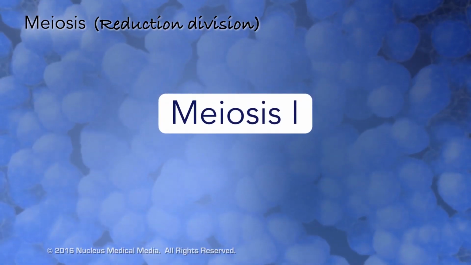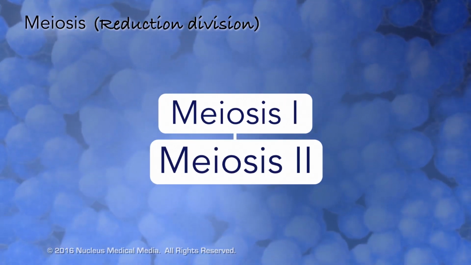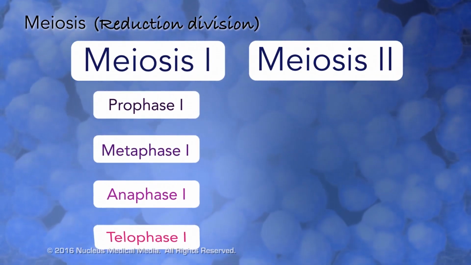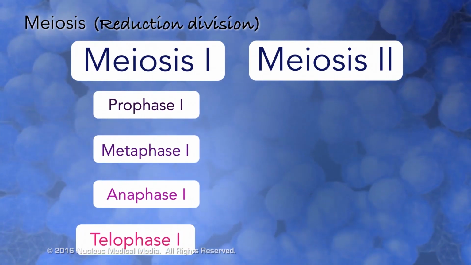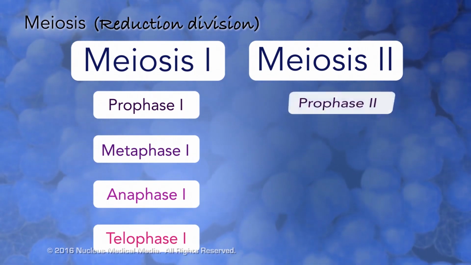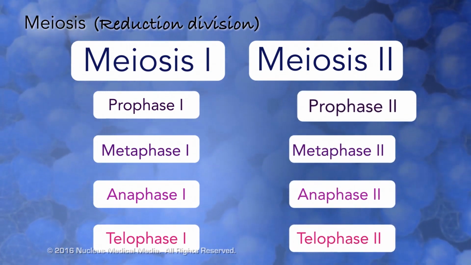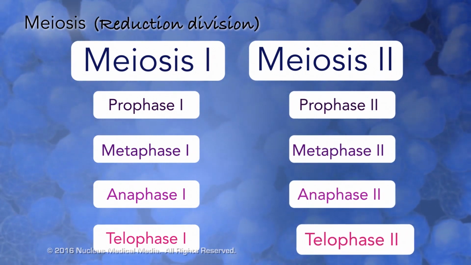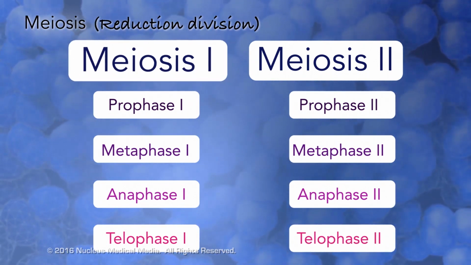Meiosis is broken down into two stages of cell division, called Meiosis I and Meiosis II. Meiosis I has four phases: Prophase I, metaphase I, anaphase I, and telophase I. And Meiosis II also has four phases: Prophase II, metaphase II, anaphase II, and telophase II. Let's look at what happens during Meiosis I.